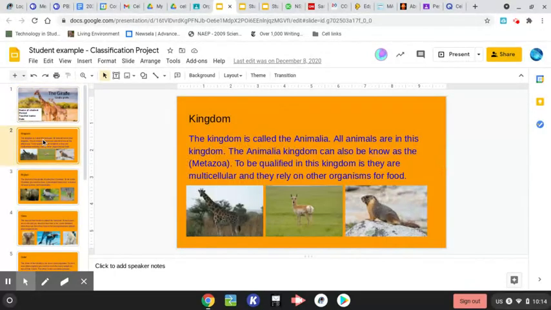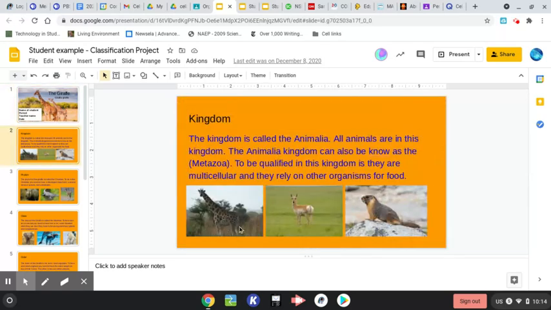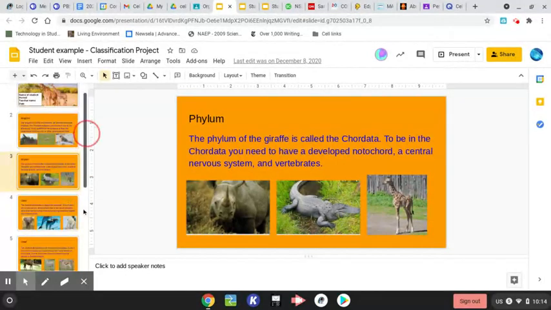So when we go through the slides, one of the major things that happened with people is that they did not put the picture of their organism all the way through. So here's the giraffe, and then kingdom. There's a picture of a giraffe. Perfect. And then there's a picture of a giraffe. And all the way through from kingdom down to species should have included the giraffe.